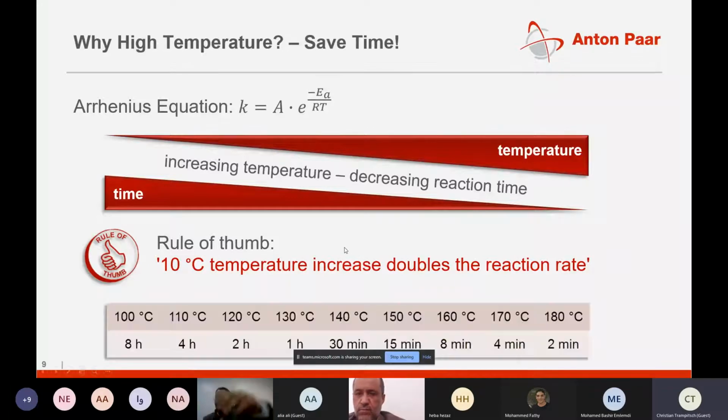So you see that in the table below, that if we just go from 100 degrees to 180 degrees, a reaction which will take 8 hours at 100 degrees will only take roughly 2 minutes at 180 degrees. So the time saving when heating up is enormous.